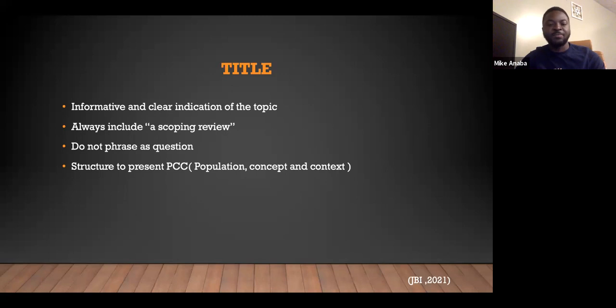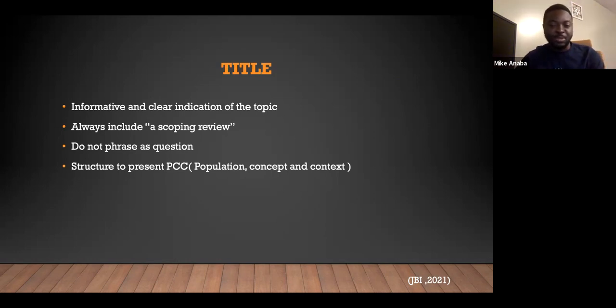And lastly, it should have the three frameworks that mostly guide a scoping review, and that is the population that you're looking at, the concept, or the phenomenon of interest that you are looking at, and the context in which you are conducting your studies, or the studies that you are reviewing.